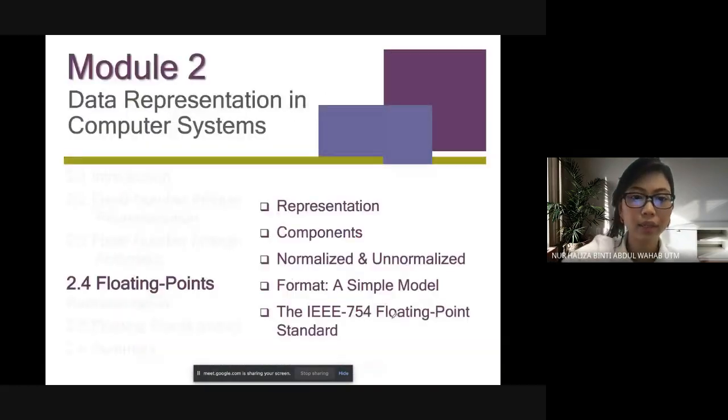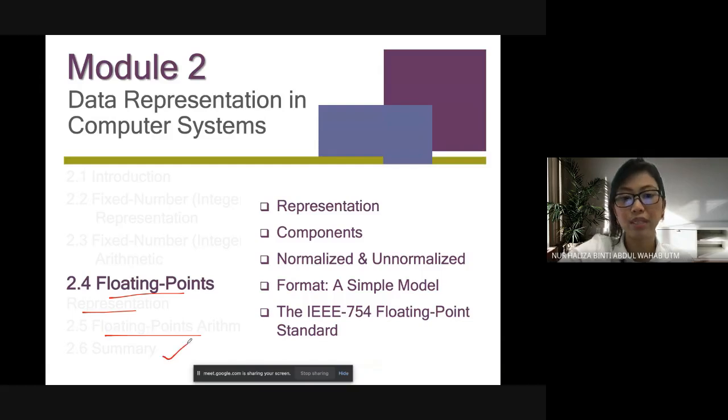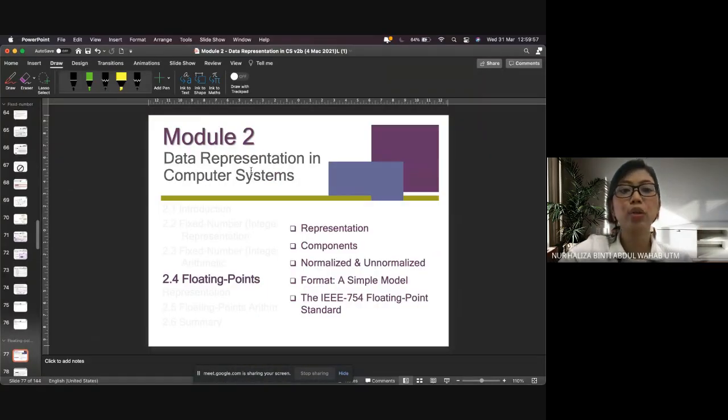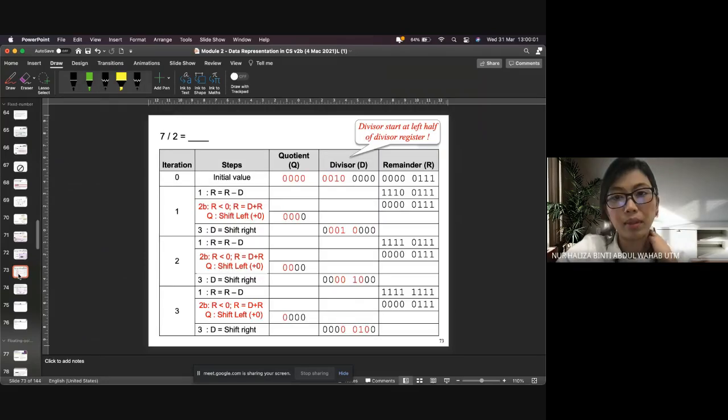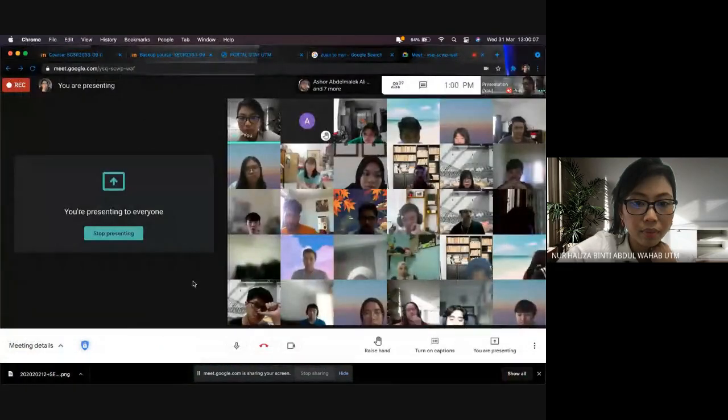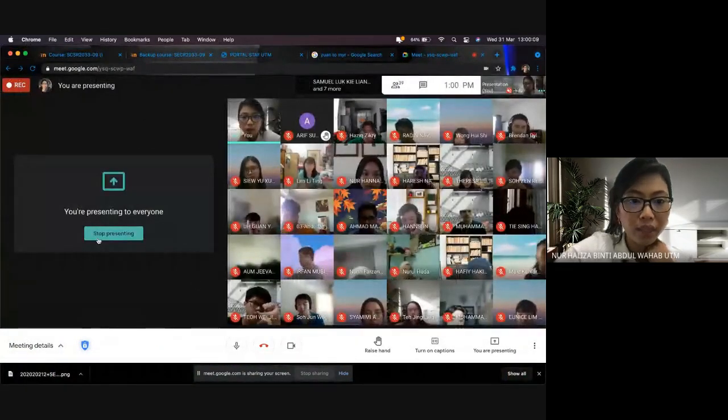I'm going to stop here. The floating point and floating point algorithm we're going to cover tomorrow, and we're going to finish it until the summarization. And if let's say you still do not understand, before you ask me, please try to do it and come up with your own table. It's 1:30, so I guess we can stop here only.